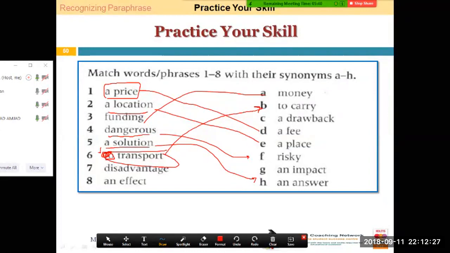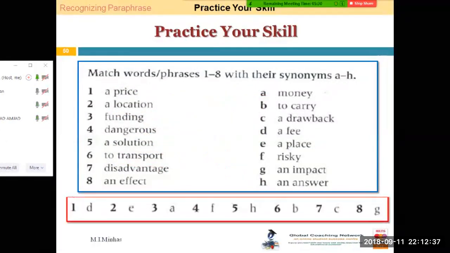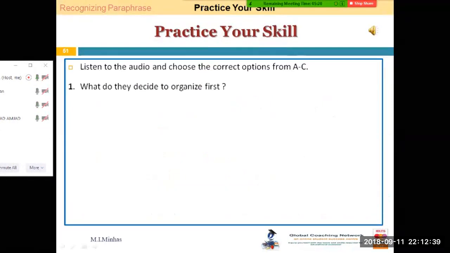So disadvantage, drawback, sir, drawback obviously, and effect and impact, sir. Okay, that's very simple. So now let's move forward.